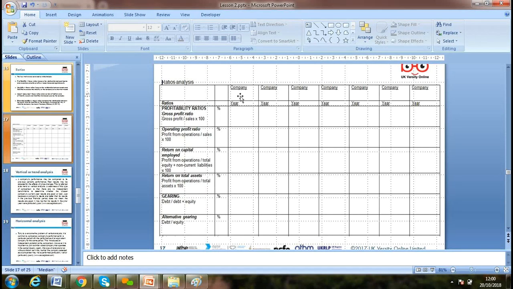When you're doing business analysis, you can write, for example, Morrison for 2 years. It's always good to compare at least 2 years, for example 2017 and 2018, or 2016 and 17, which you can find in the financial statements. Next, maybe we can compare ASDA for 2 years and maybe one other company. You can compare as many businesses as you want.